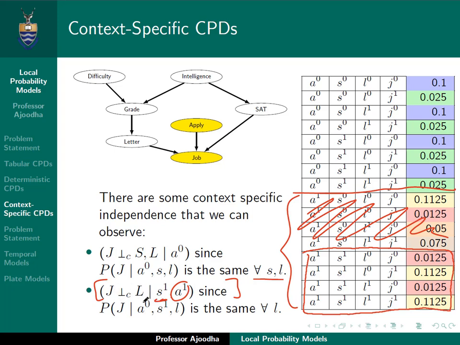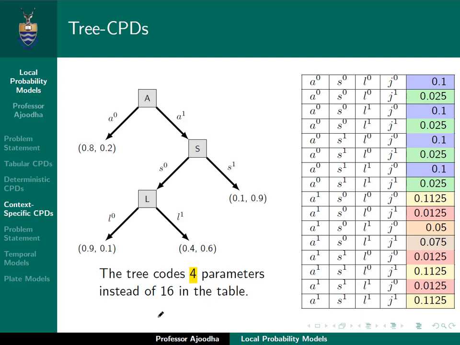Right? Because J0 will always be 0.0125 no matter what L is. See, L is 1 here and L is 0 here, but J0 is still this. And J1 is always going to be 0.1125 no matter how L changes. All right, so that's basically the idea. And we can write out these contextual independence associations. Okay, so that's pretty cool. So we can write them out like this.